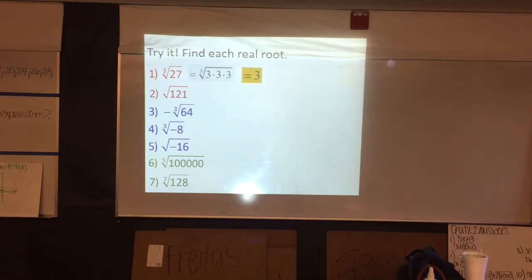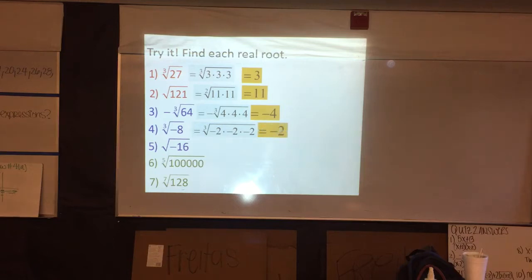And here are my answers. Look at that, number 5, no real root. Okay, now in your homework it's going to say find each real root. If it asks for real root, then a square root of a negative won't be a real root. That would have the i in it. Okay, so that's why that one is no real root.